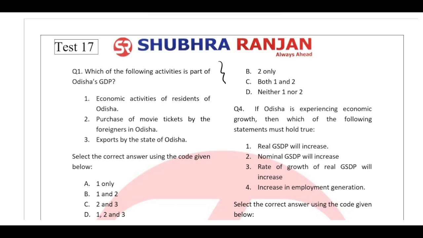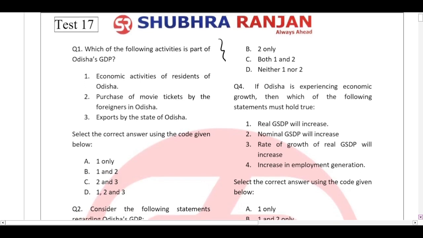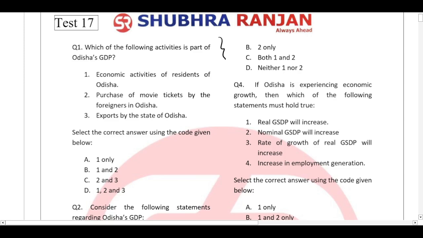So let us begin with question number 1. Which of the following activities is part of the Odisha's GDP? Number 1, economic activities of the residents of Odisha. Number 2, purchase of movie tickets by the foreigners in Odisha. Number 3, exports by the state of Odisha. Select the correct answer using the code given below. So here it is asking about the concept of GDP but with respect to only Odisha.